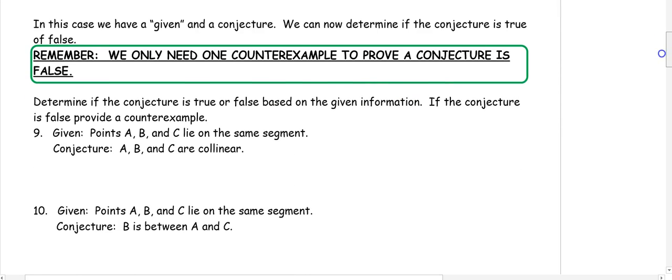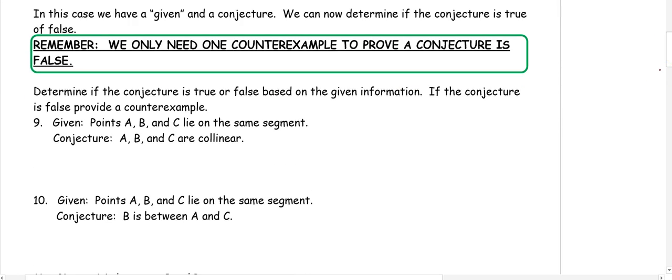In this case, we were given a conjecture, and now we have to determine if the conjecture is true or false. Remember, we only need one counterexample to prove a conjecture is false. So determine if the conjecture is true or false based on the given information. If it's false, give a counterexample.